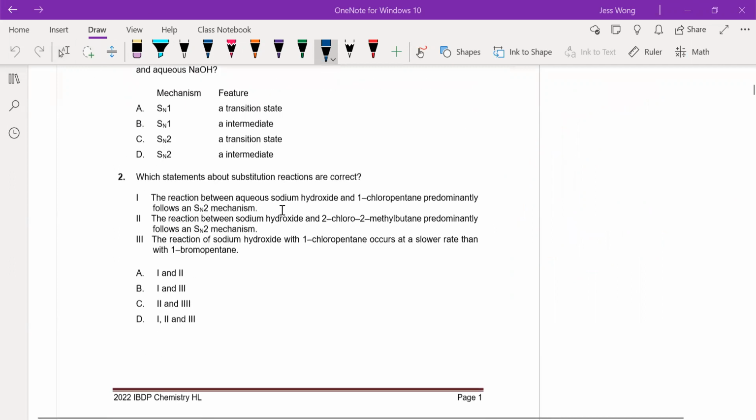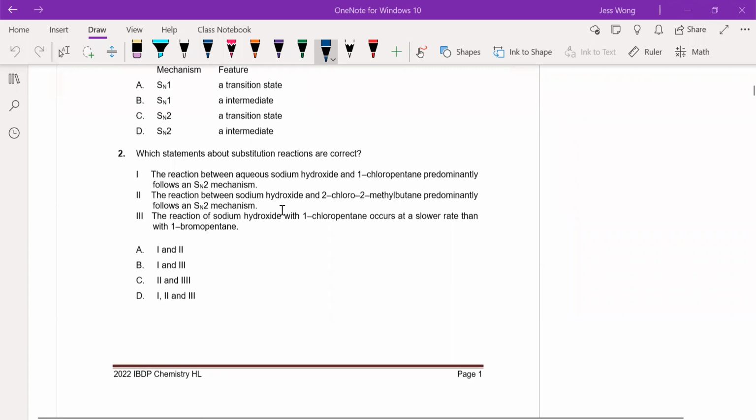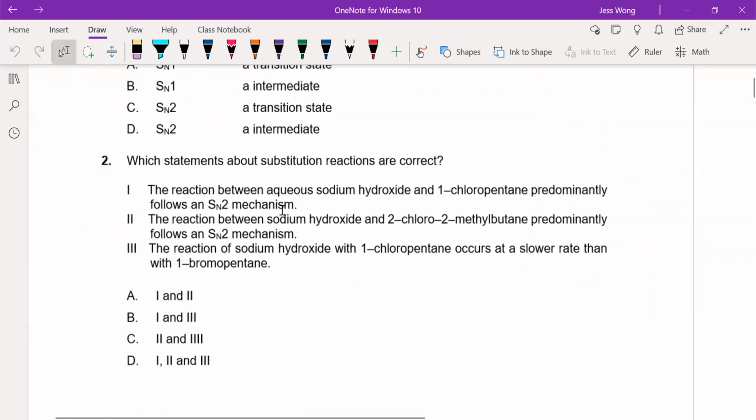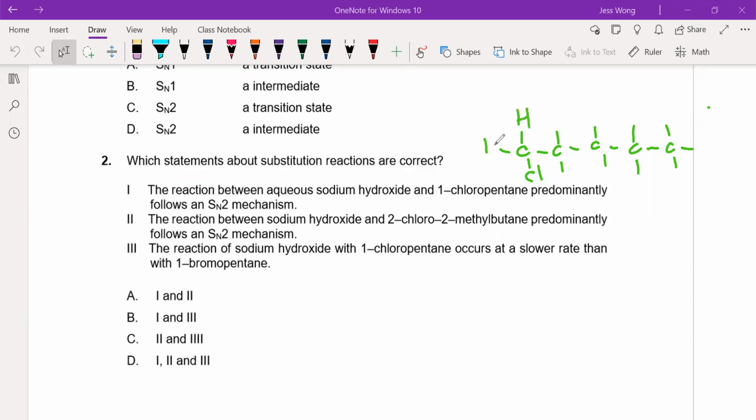Next, let's go to question 2. Which statement about substitution reactions is correct? Let's look at the options. The reaction between aqueous NaOH and 1-chloropentane predominantly follows an SN2 mechanism. Before we can answer that, first again, classify it and check whether it's a primary, tertiary, or secondary halogenoalkane. 1-chloropentane, if you look at the structure, is something like this. You can see that it's a primary halogenoalkane. Being a primary halogenoalkane, it tends to follow the SN2 mechanism.